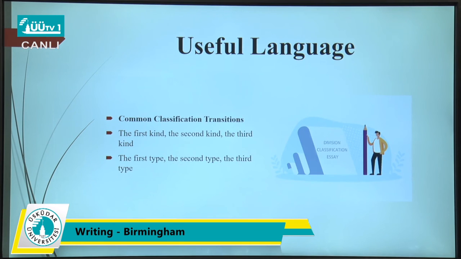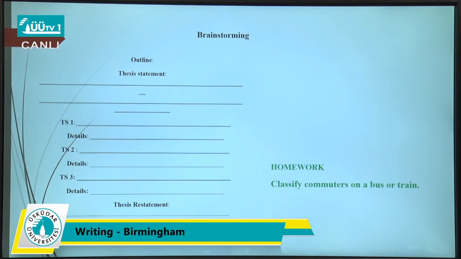Okay. The useful language that you can use here is the common one: the first kind, the second kind, the third kind. For each category you can use them. The first type, the second type, and the third type.